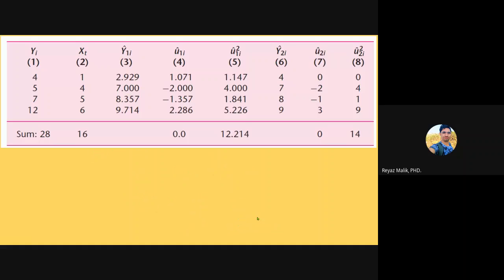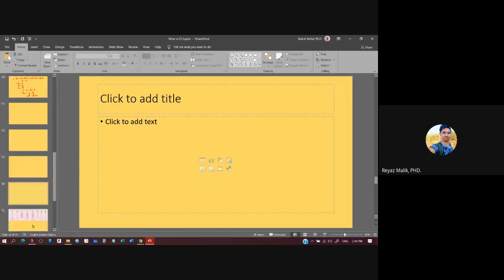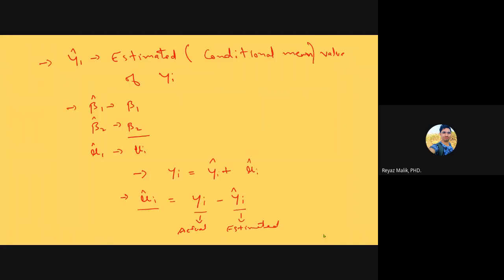Oh, that slide has come. I thought I would finish it. I need to include more slides. This is the numerical example for you. Then here you understood. Then let us go further.